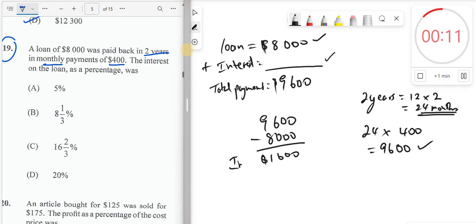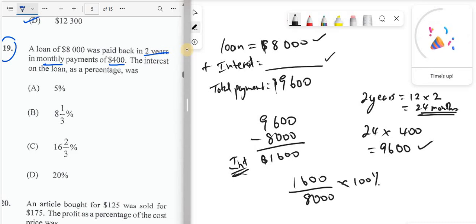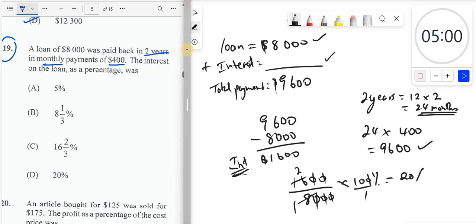All right. So the interest as a percentage of the loan, you put 1,600. That's the interest over the loan, which is 8,000, and then find the percentage by multiplying by 100%. And this is easy now, guys. Well, you can divide by 10, cancel, cancel, divide by 10 again, cancel, cancel, divide by 10 again, cancel, cancel. Now 8 goes into itself once, and 8 goes into 16 twice, and 2 times 10 is 20. So the answer is D, 20%. As easy as that.